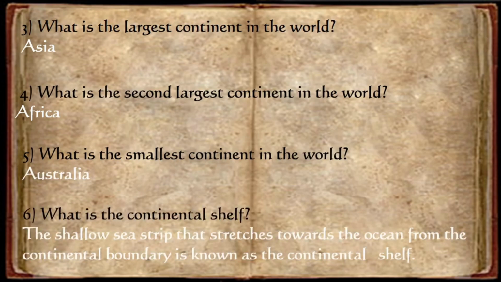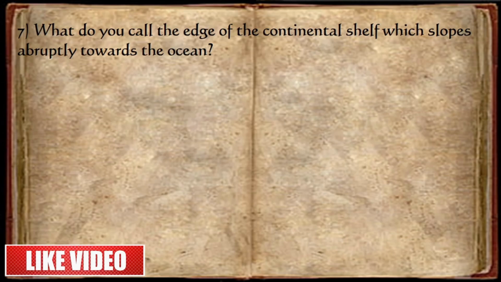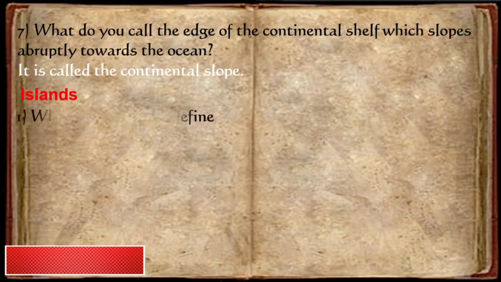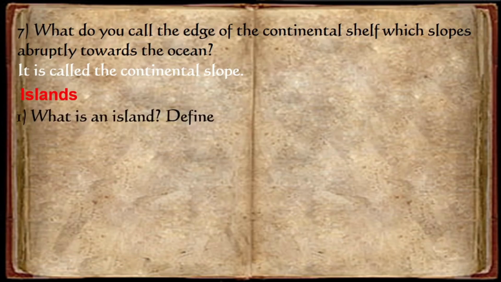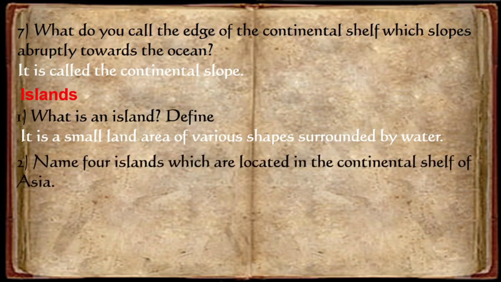The shallow sea strip that stretches towards the ocean from the continental boundary is known as the continental shelf. What do you call the edge of the continental shelf, which slopes abruptly towards the ocean? It is called the continental slope. Islands. Let's look at some information about islands in the world. What is an island? Define. It is a small land area of various shapes, surrounded by water. Name 4 islands which are located in the continental shelf of Asia.